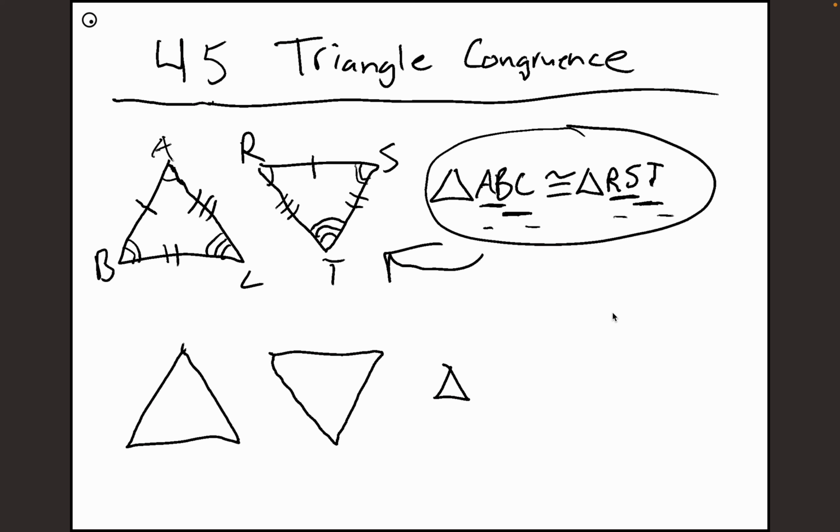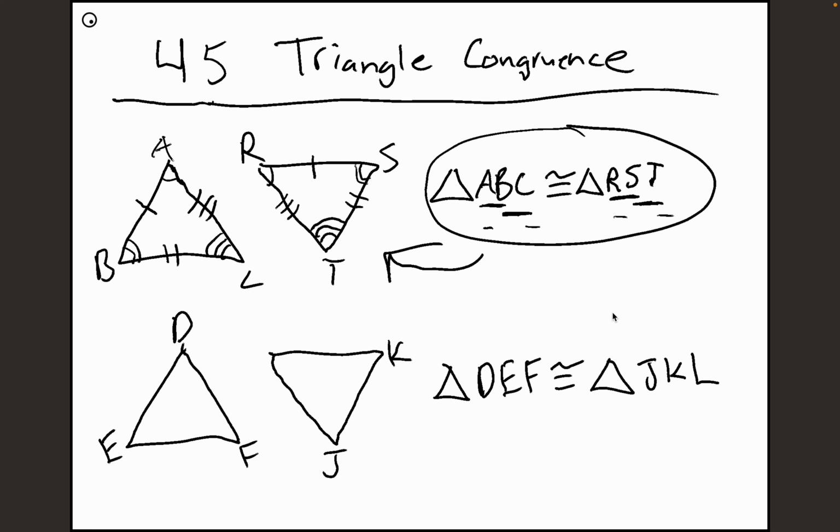I'm going to say I have triangle DEF, and it is congruent to triangle JKL. Draw those two triangles for me, and use the correct letters and follow that correct order. So go ahead and do that for me, and write that in your notes.